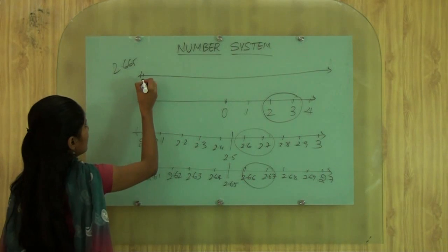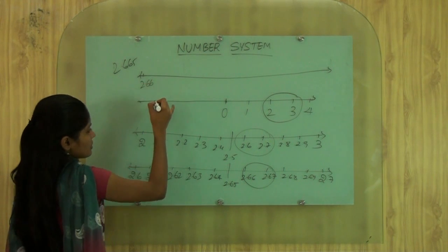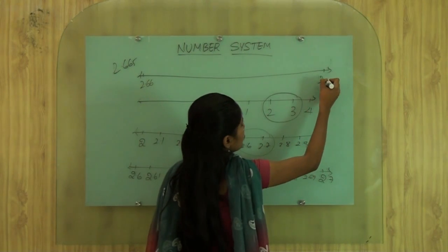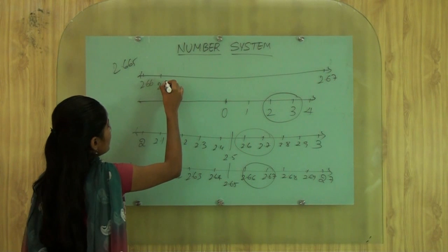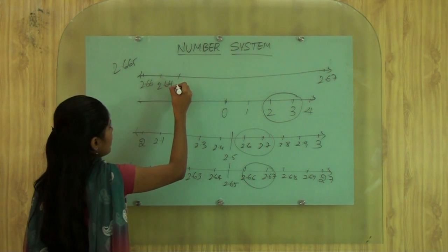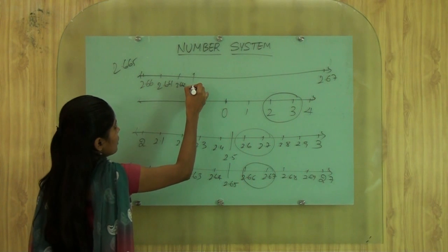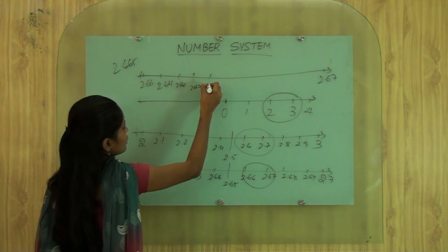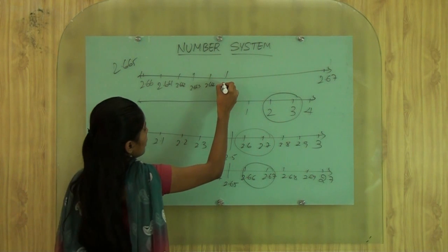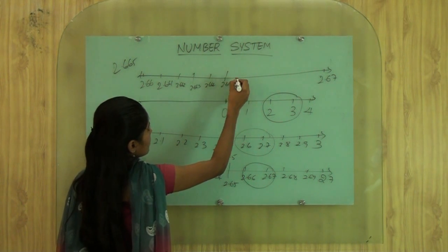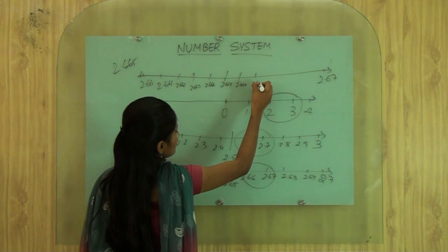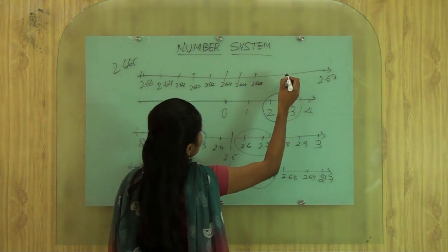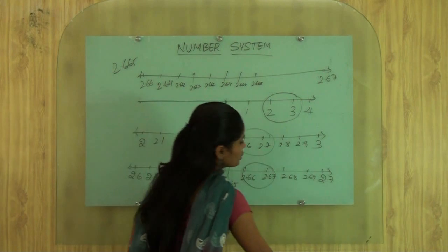Magnify this number line. This is 2.66 and this is 2.67. Now it comes 2.661, 2.662, 2.663, 2.664, 2.665, 2.667, 2.668. Much farther we have to write.